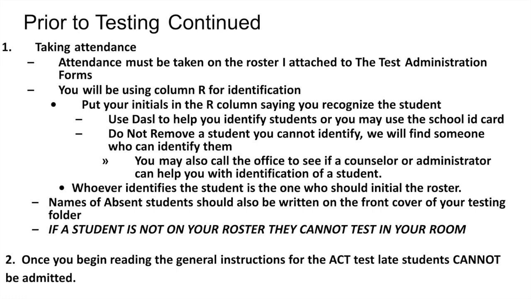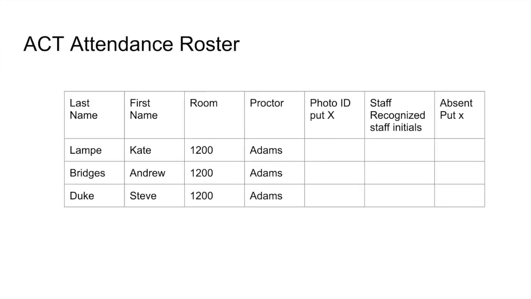This gives you an example of the attendance roster. It's going to have the last name, the first name, the room number that they're assigned to, the proctor, and then you are going to mark either that you had a photo ID, staff recognized, or you're going to put an absent.